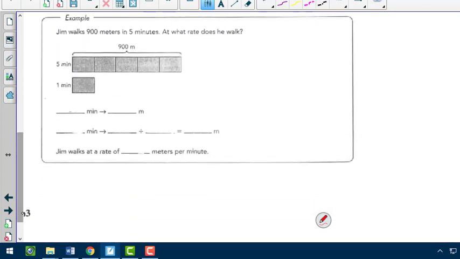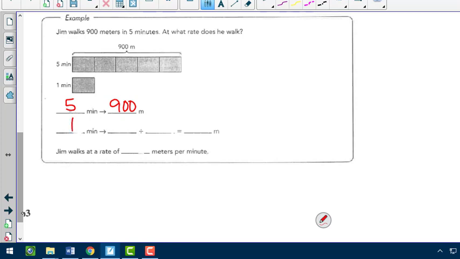Jim walks 900 meters in 5 minutes. At what rate does he walk? In 5 minutes, he can walk 900 meters. So I'm doing the unit. I'm trying to find the unit rate.